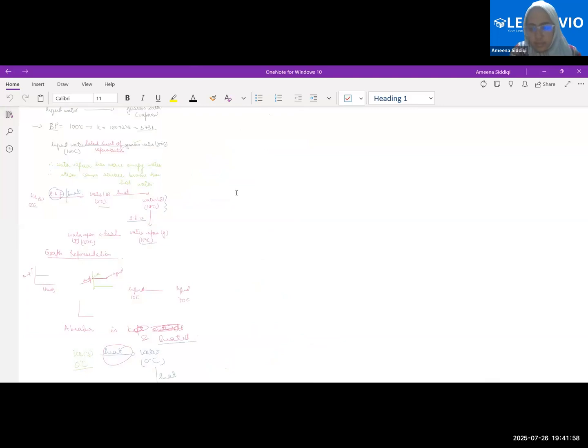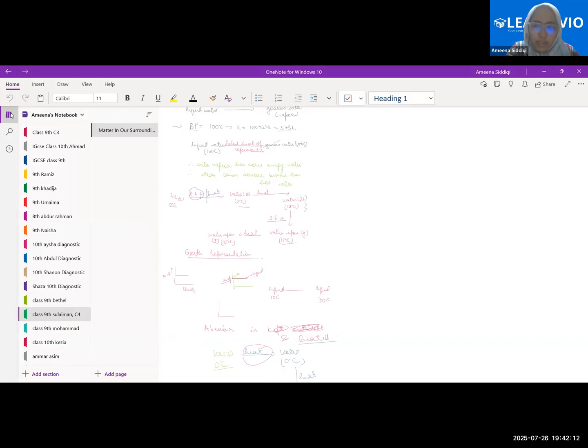Discuss also the factors affecting evaporation. Any problem in that? No, ma'am. Okay. Lokia, could you please quickly explain to me some of the factors which affect the rate of evaporation?